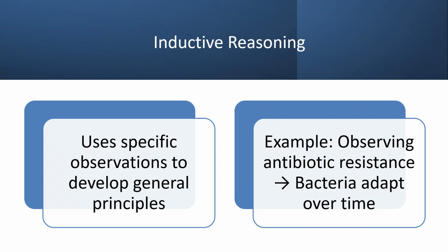Inductive reasoning starts with specific observations and builds toward general conclusions. If you see geese flying south every fall, you might infer that birds migrate in response to seasons. If you observe antibiotic resistance, you might infer that bacteria adapt over time. Inductive reasoning helps generate hypotheses from patterns in nature.